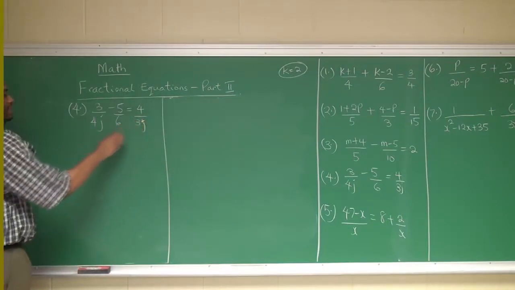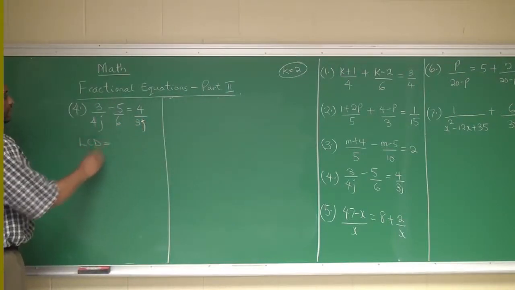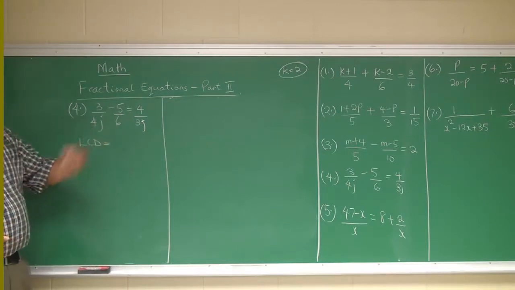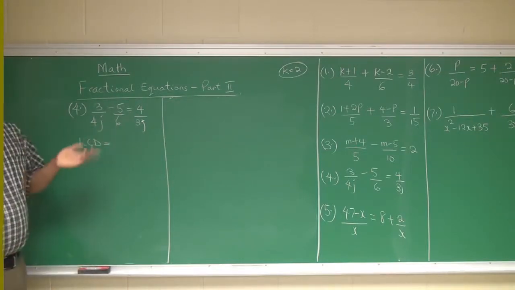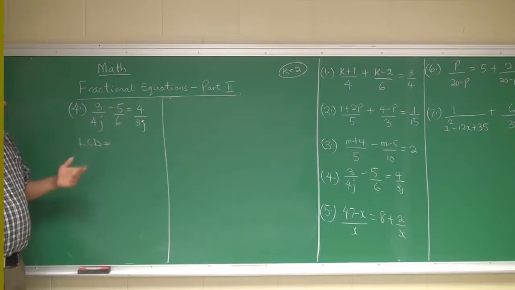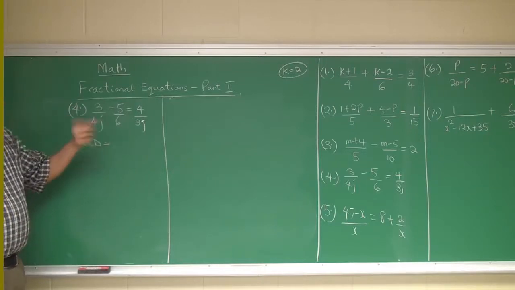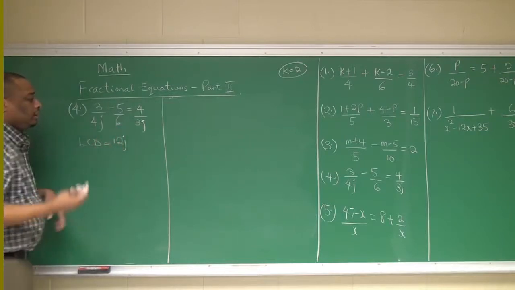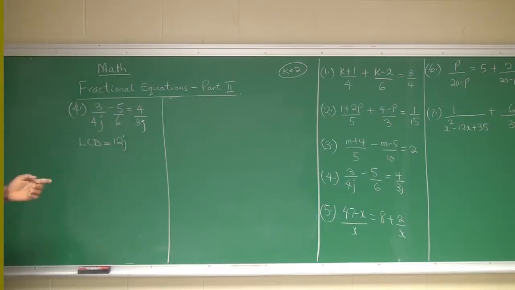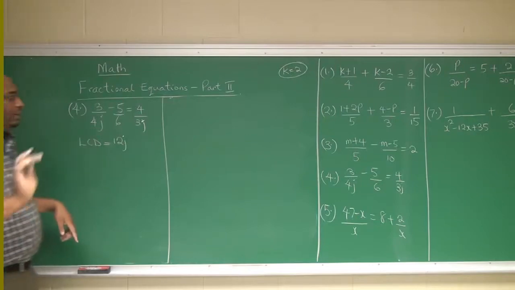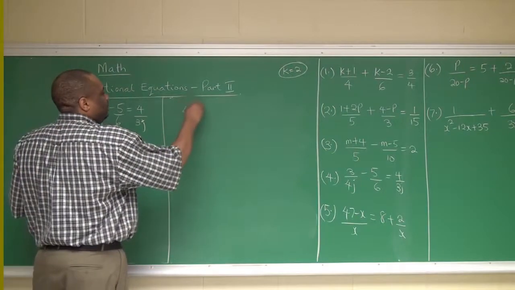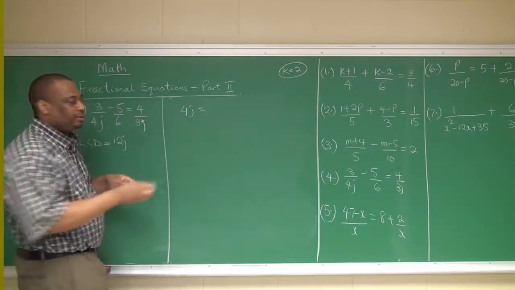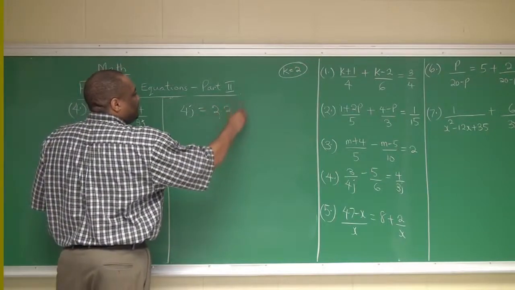So now, what's the LCD? What's the LCD of 4, 6, and 3? It's 12. Then you just need only 1j. So this is 12j. Okay, it's 12j. Now, if you don't know how we got the LCD, look at it. 4j, what is the prime factorization? It's 2 times 2 times j.